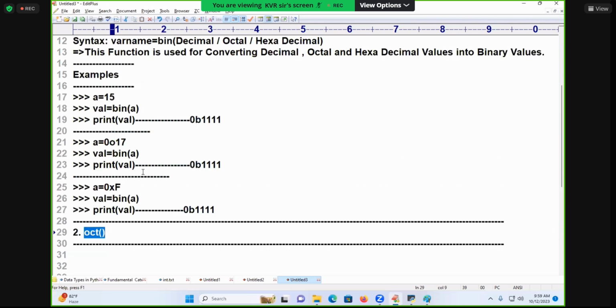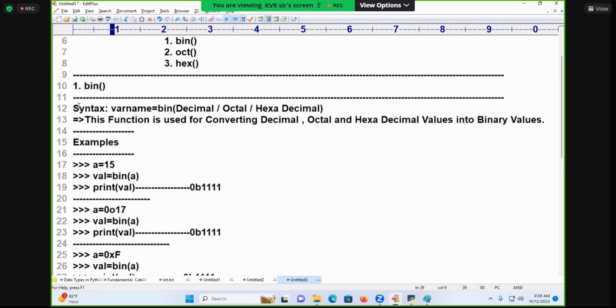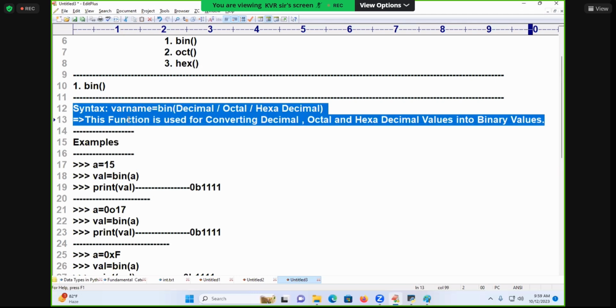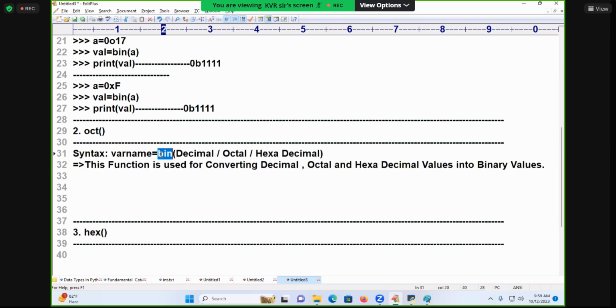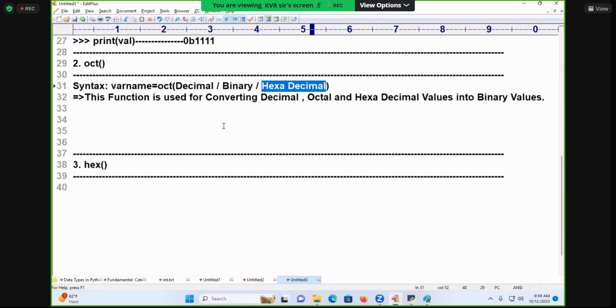Oct. Same to same. I'm going to take this up. Tell me the syntax of oct. Everybody, what is the function name? Oct. Decimal, binary, and what? Hexa. Converting decimal, binary, and hexadecimal into what?